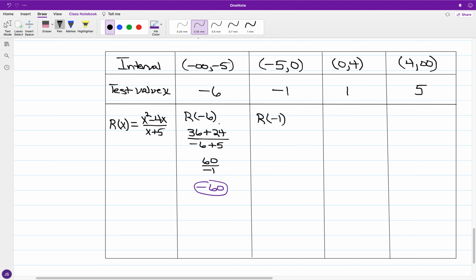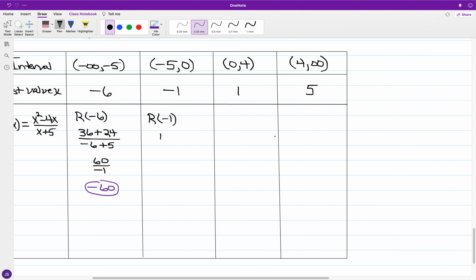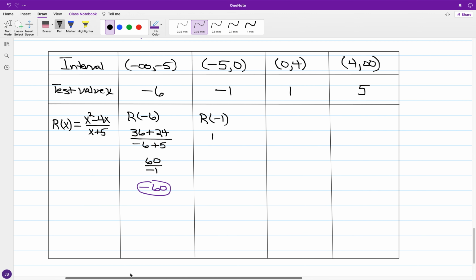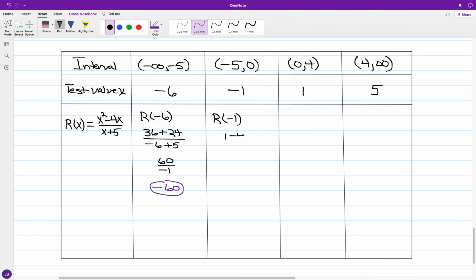Now for r of negative 1, now the square of negative 1 is going to be positive 1. We've got minus 4 times negative 1, so that will translate to plus 4. Okay, so we have 1 plus 4. Negative 1 plus 5 is 4. And so we're going to have for the output, okay, so that is going to be a positive 5/4.